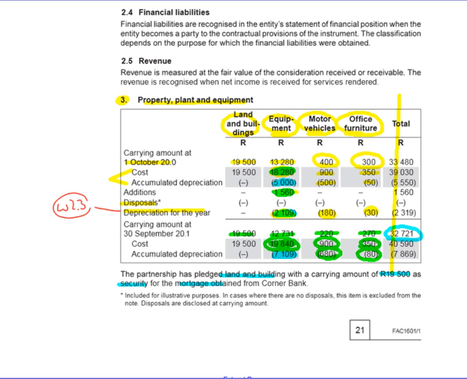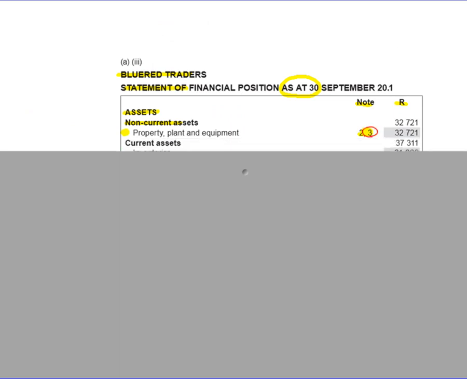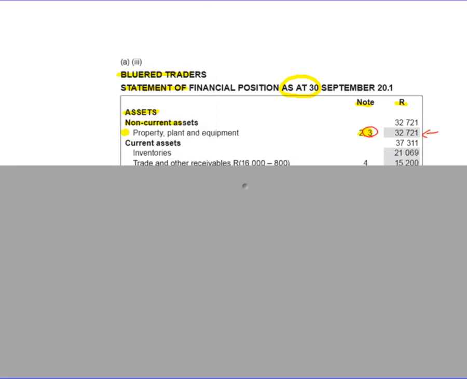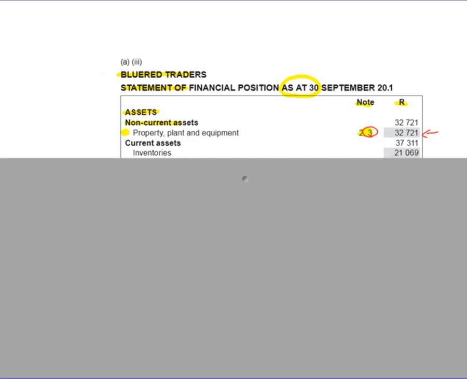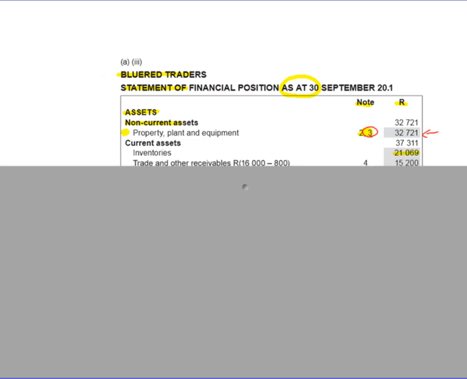My suggestion is do the table, do the note for PPE, and do not do a working. Okay, do it here, right? Then we go up again, we bring that in. It was in note number 3. You put that down and you get your 32,721. Nice and easy. Carrying on, current assets were given, inventory was given at 21.